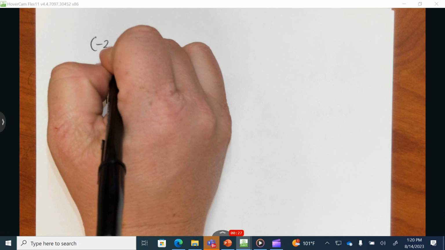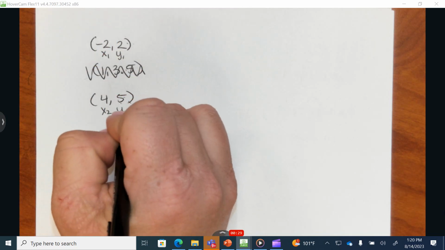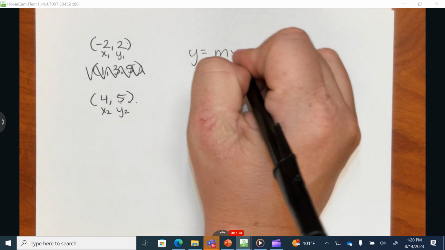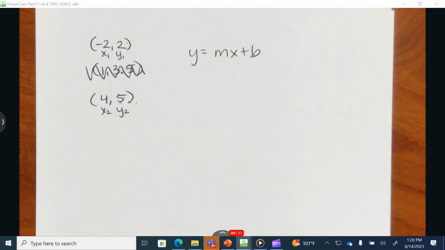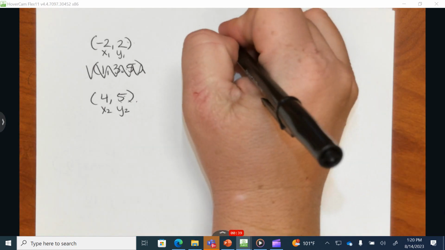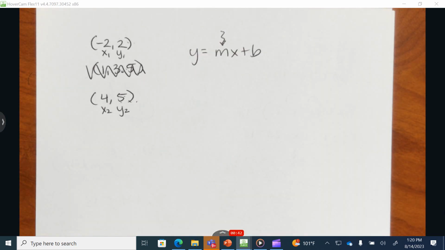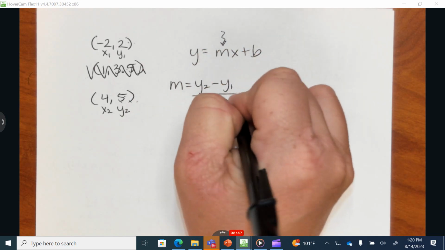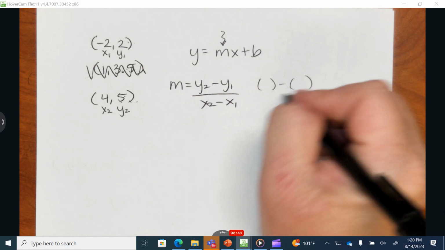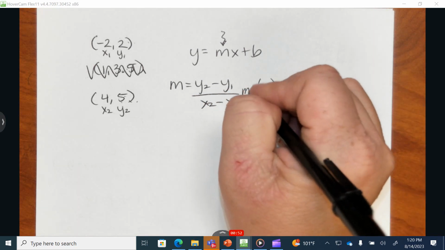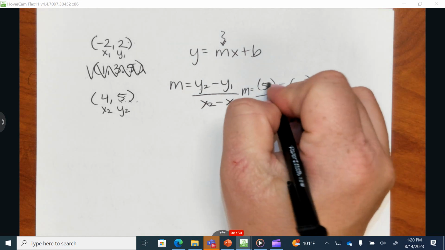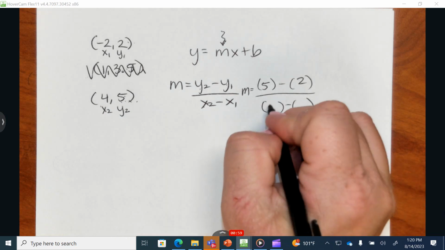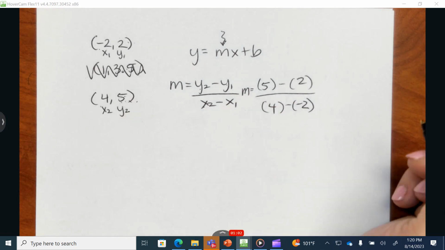This is the first point, so I'm going to label it as x1, y1, and the second point x2, y2. Now I'm going to write the equation of this linear line in y equals mx plus b form. So let's first start by figuring out what is the slope of this line. This is the equation for slope of a line. I'm going to replace each one of these variables with parentheses. So y2 is 5, y1 is 2, x2 is 4, x1 is negative 2.